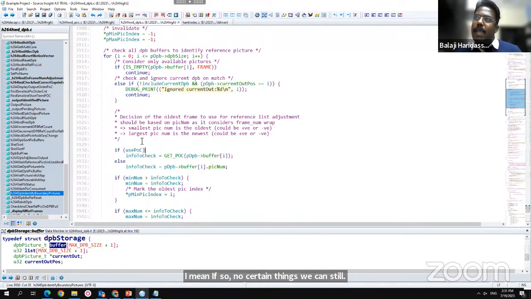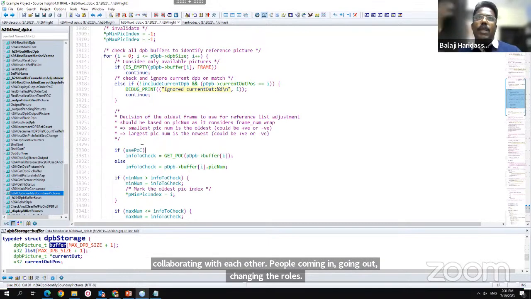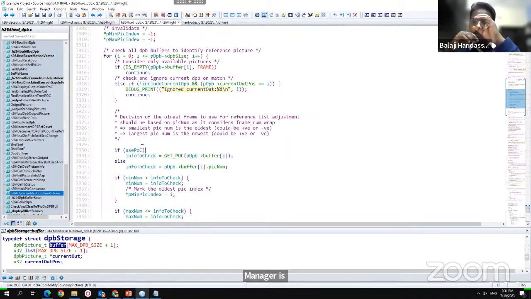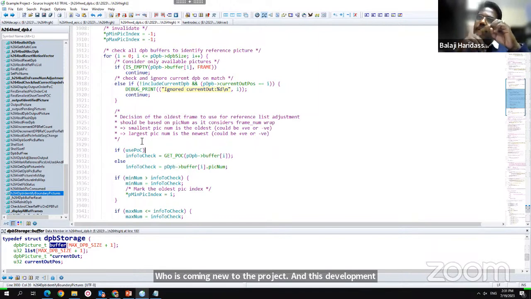But this base of thinking as a big team, many people collaborating with each other, people coming in, going out, changing roles, the manager is different, the manager's mindset is different. So we have to focus on that young developer who is coming new to the project. And this developer is very important because if properly molded, this developer can become a very good engineer in the future, and a very good asset for the company. So we need to help this person. So how do we do it? By doing all this stuff. Is it clear what I'm saying? Anyone?